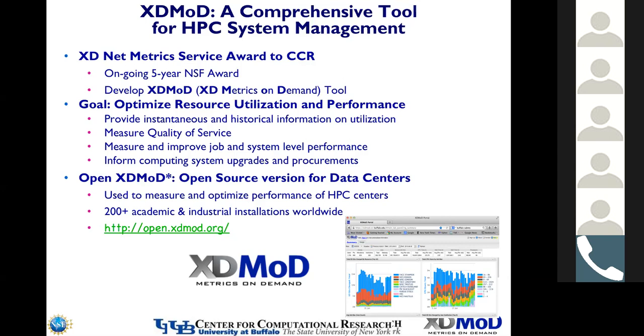And then, like I mentioned before, the thing we'll focus most on is how do you measure and improve job and system level performance. And we use this tool here to inform computing system upgrades and procurements. You can know how much of your memory is being used at any one time, what type of applications are running, those sorts of things, and how much memory they use. And as I mentioned before, there's an open source version, OpenXDMoD, used for data centers in general, with 200 or more academic and industrial installations worldwide. The link to it is there, and I think Marissa is going to make this slide deck available to everybody.